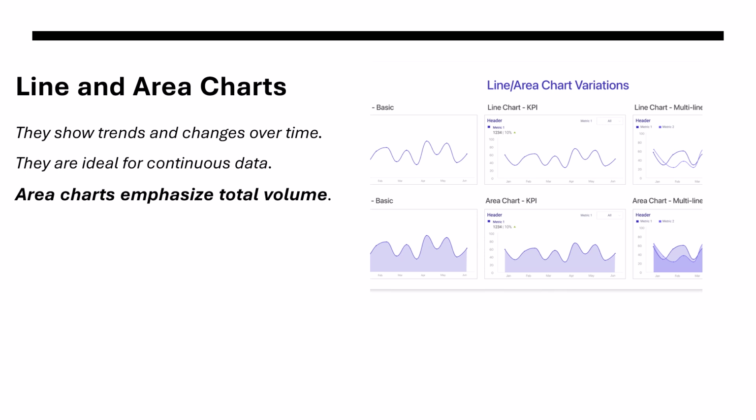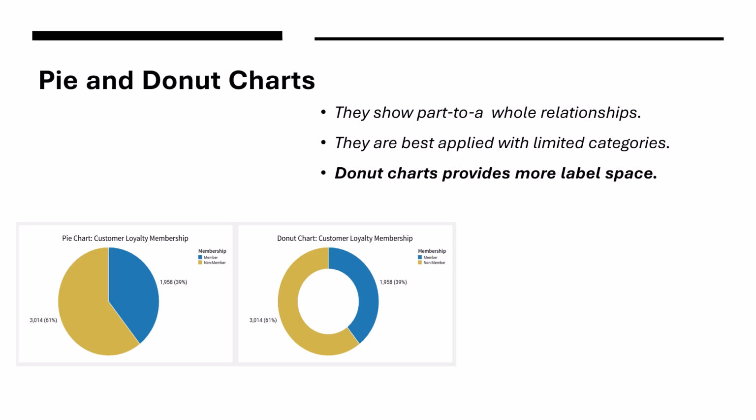Pie and donut charts are useful when we want to show how each category contributes to a whole. For example, if you're breaking down total sales by region, a pie chart can visually represent the share of each region. Donut charts are just a variation of pie charts with a hole in the middle, and this gives you more space to display labels or totals in the center. These charts are best used when you have just a few categories to compare.